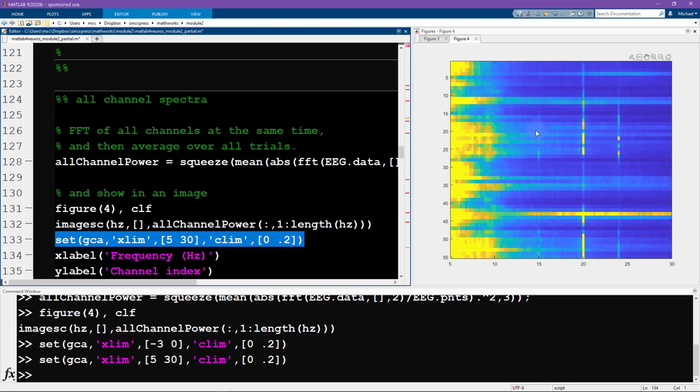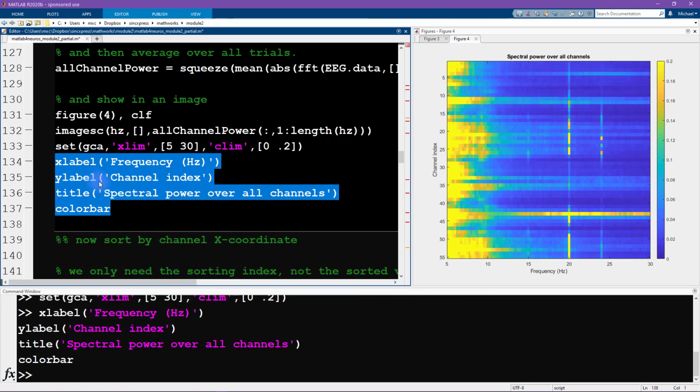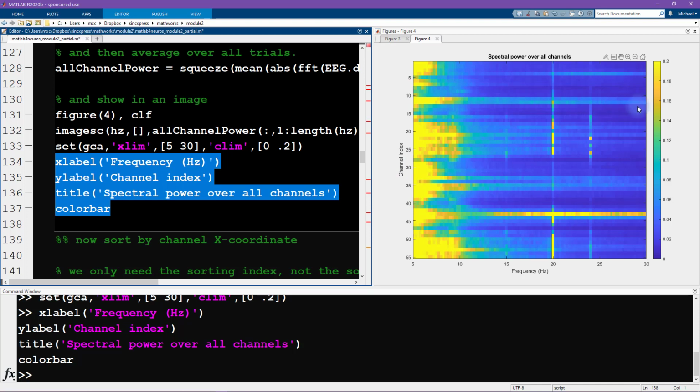All right, this looks really nice. Now we see exactly the matrix, the image that I showed in the slides. So again, each row in this image, each row in this data matrix is a channel, and the columns correspond to the frequencies. And we see peaks here at 20 hertz and at 24 hertz. Okay, so this all looks good, and then we're going to add a color bar. Now, I would like to very briefly draw your attention to the numerical values here.